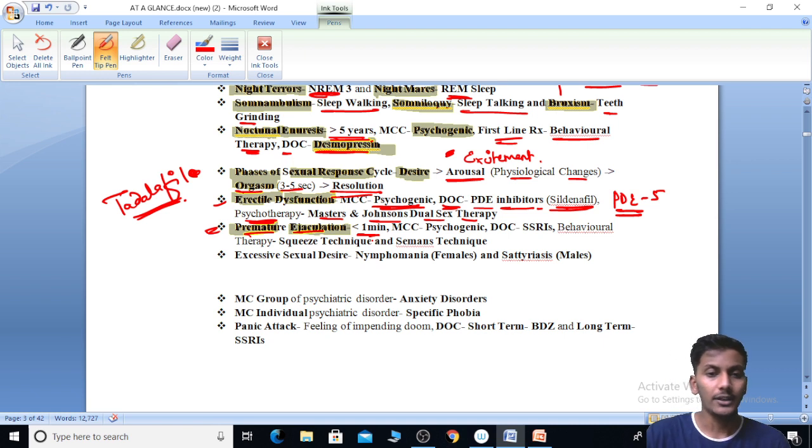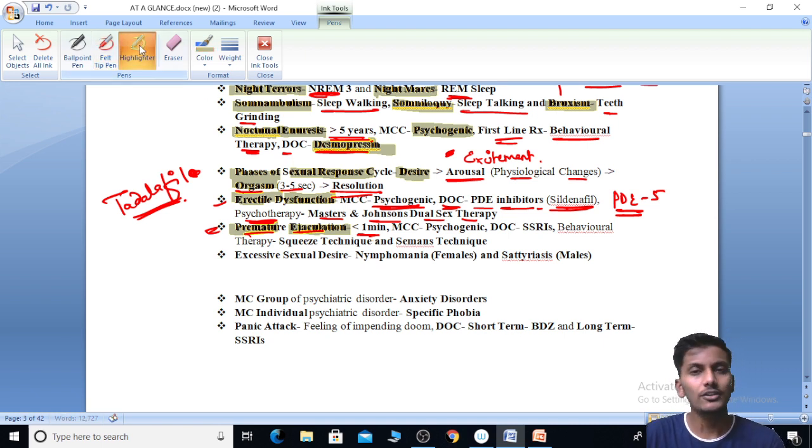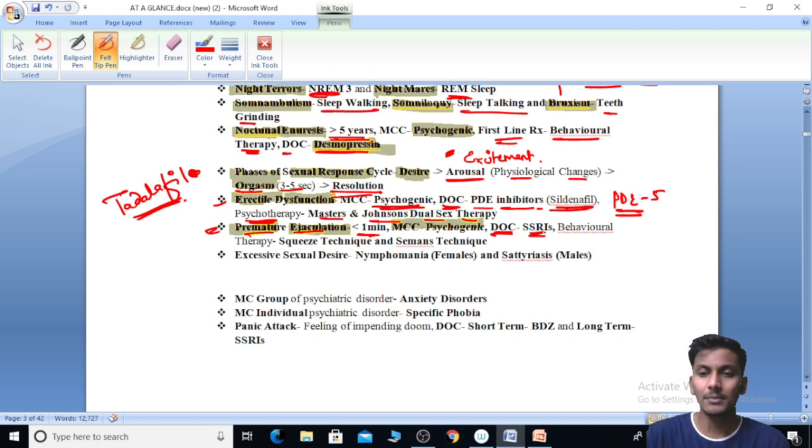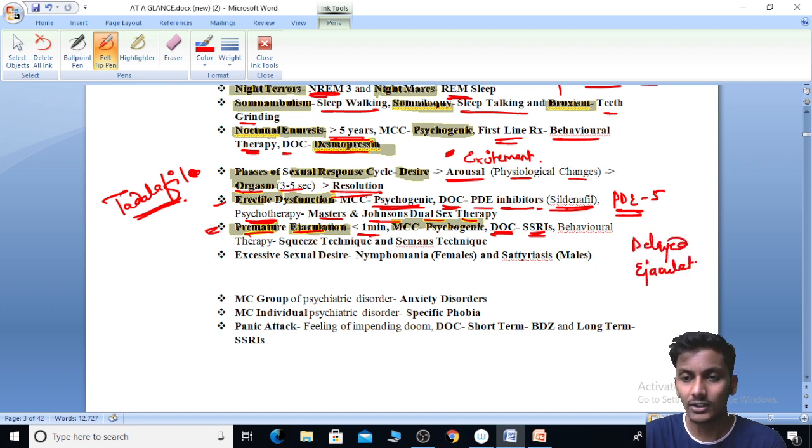Remember, important. What is the most common cause? Again, the most common cause of premature ejaculation is also psychogenic. Therefore it should usually be treated with behavioral therapies. But we also have a drug of choice. What is the drug of choice for premature ejaculation? It is SSRIs, that is selective serotonin reuptake inhibitors. Please remember, usually the side effect of SSRIs is that it causes delayed ejaculation, and this can be used as a treatment in cases of premature ejaculation. Therefore SSRIs are considered the drug of choice in premature ejaculation, right?